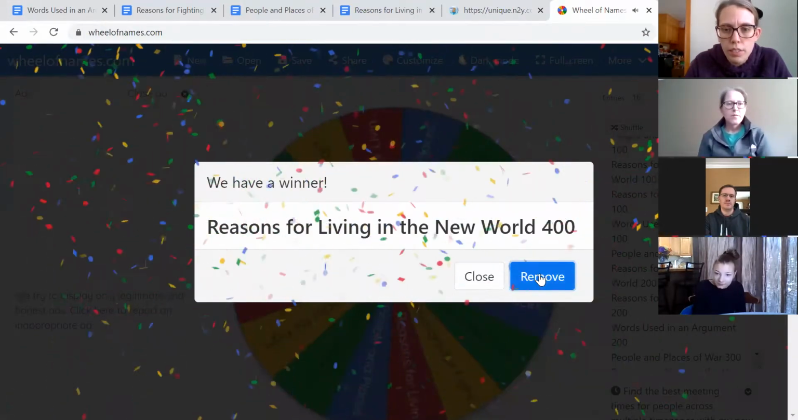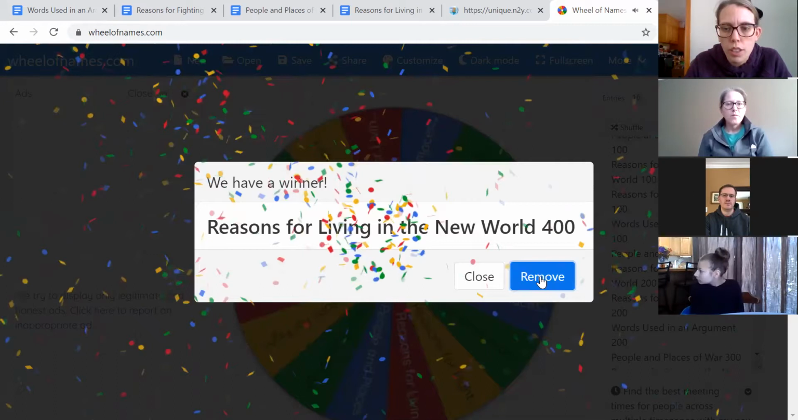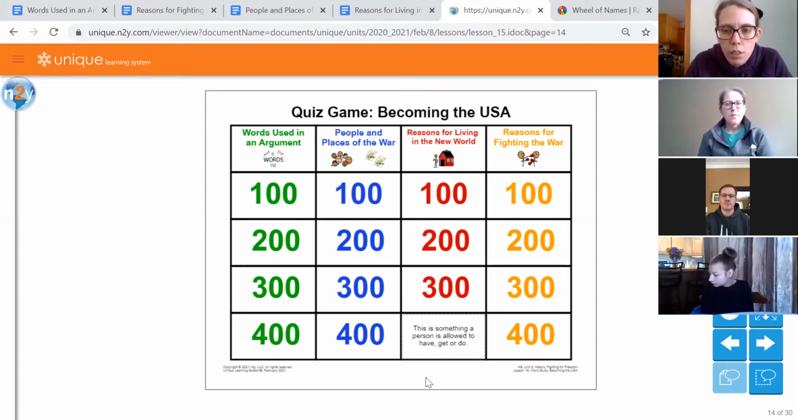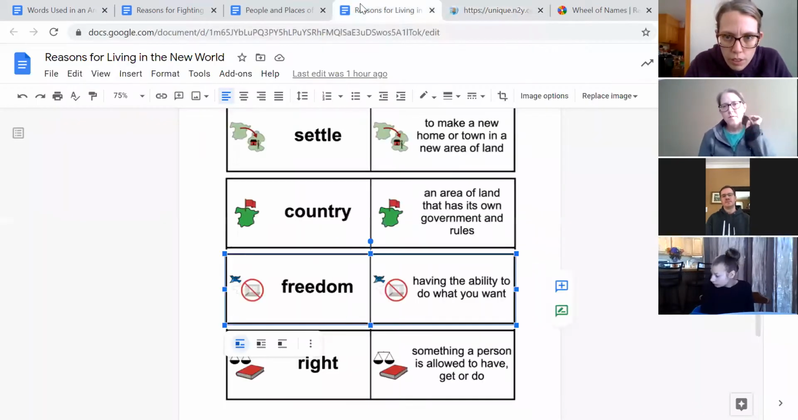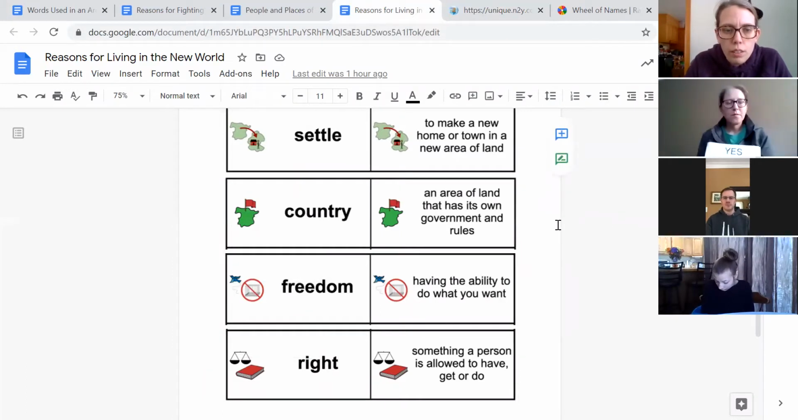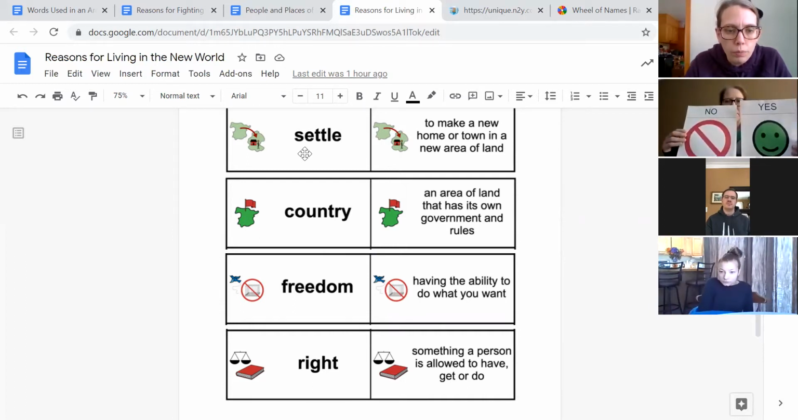All right, reasons for living in the new world 400. This is something a person is allowed to have, get, or do. All right, let's come up here to our answer choices and take a look and see which we think it is. So we read that it was something a person is allowed to have, get, or do. So do we think it is settle? Yes or no?